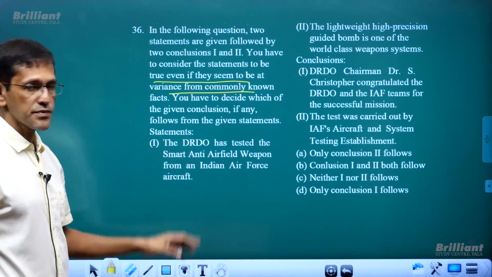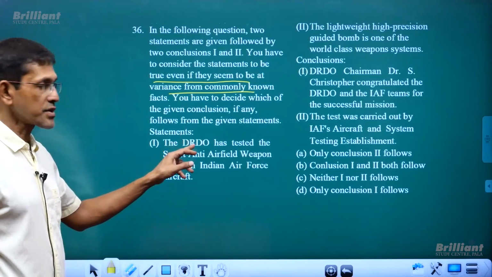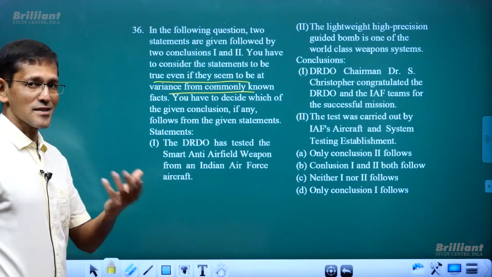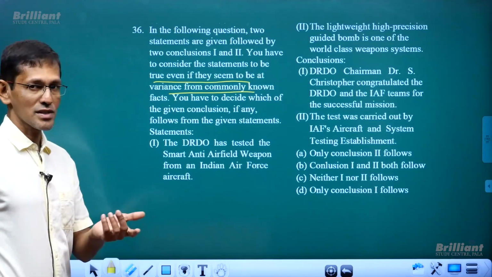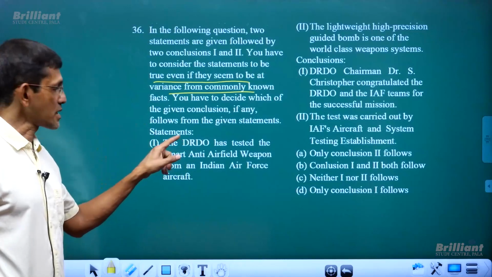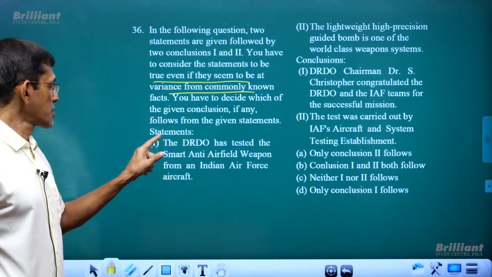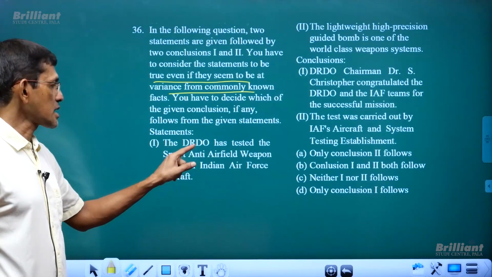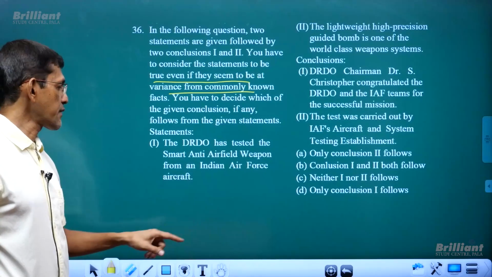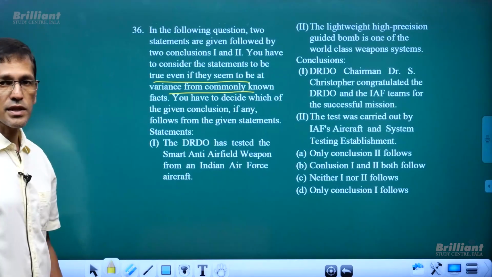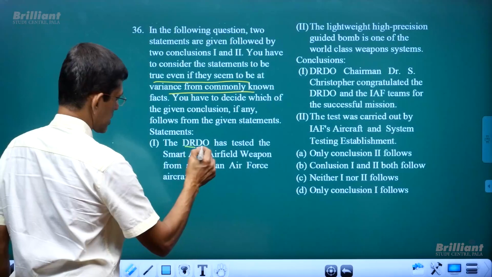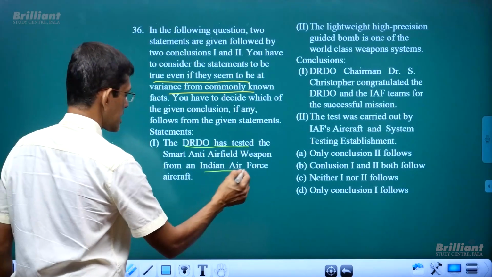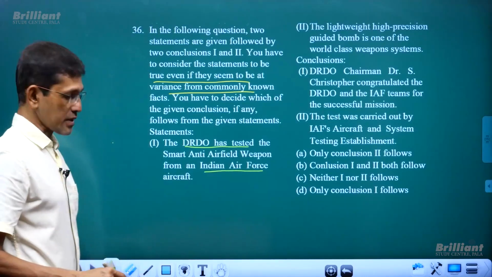So what is DRDO? Defense Research. So you find out. I'm not going to explain. This is something related to your GK as well. This is useful in a GK. So DRDO, anyway, it is related to defense and research. So the DRDO has tested the smart anti-airfield weapon from the Indian Air Force aircraft. So what they are trying to say there? This is what the most important. The DRDO has tested what? Anti-airfield weapon from Indian Air Force aircraft. Okay, that's good.